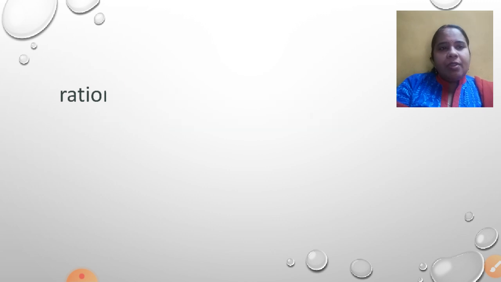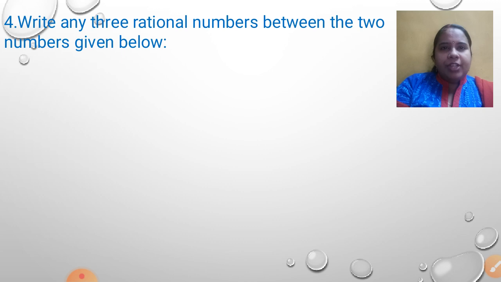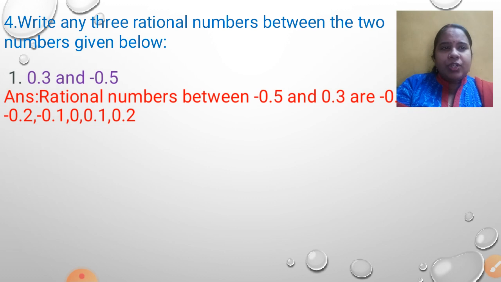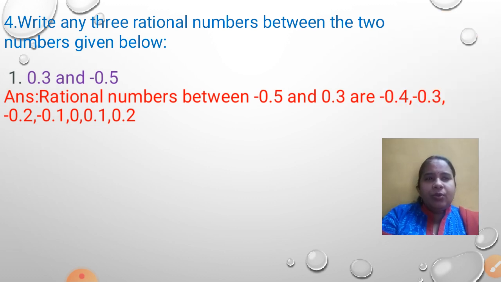Okay. Let us move to the next question. Write any three rational numbers between the two numbers given below. Now the first thing I want to tell you is that this type of question can be done in n number of ways. There are many methods to do this type of question. Any method you find easy you can do. I am using one method here, right?